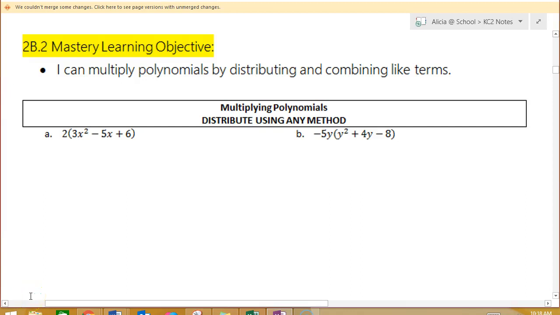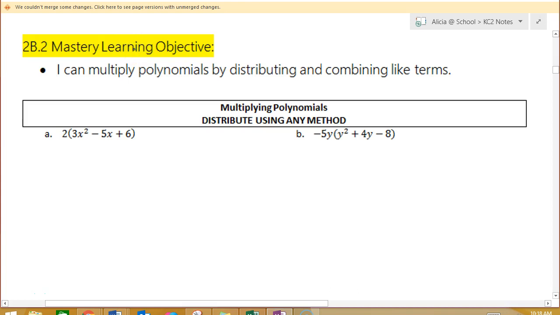Hey guys, in this video we're going to be doing 2b.2. Our mastery learning objective for this video is being able to multiply polynomials by distributing and combining like terms. Multiplying polynomials: distribute using any method. The method that I'm going to show you in this video is using our Punnett squares.